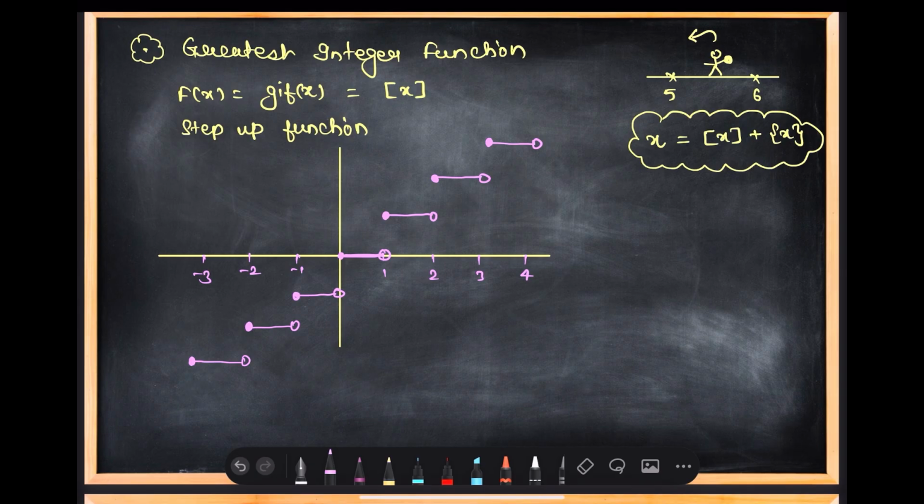So if you observe, the domain is minus infinity to plus infinity. But if I talk about the range, you will say, sir, it is integers. You can put the shadow and you can observe. I hope this part is clear.